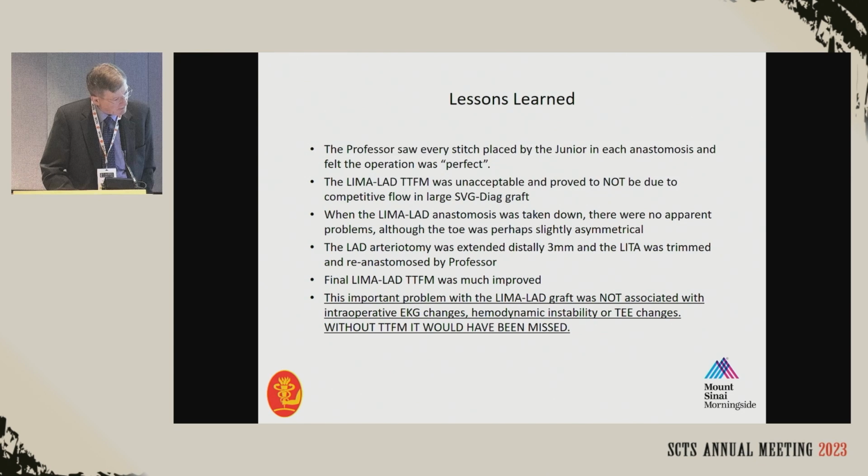The LIMA flow was unacceptable, and it wasn't due to competitive flow. When we took it down, there was no apparent problem, just a slight asymmetry at the toe, and I'm guessing that asymmetry mattered. I extended the arteriotomy a little further down distally, trimmed the LIMA, and re-anastomosed it myself, and the flow was very acceptable as a result.